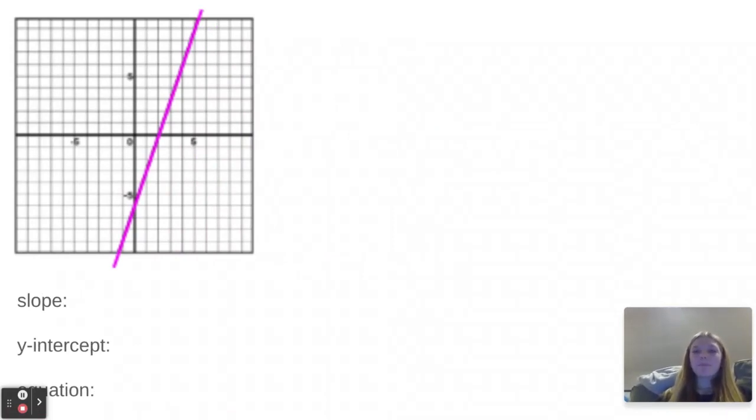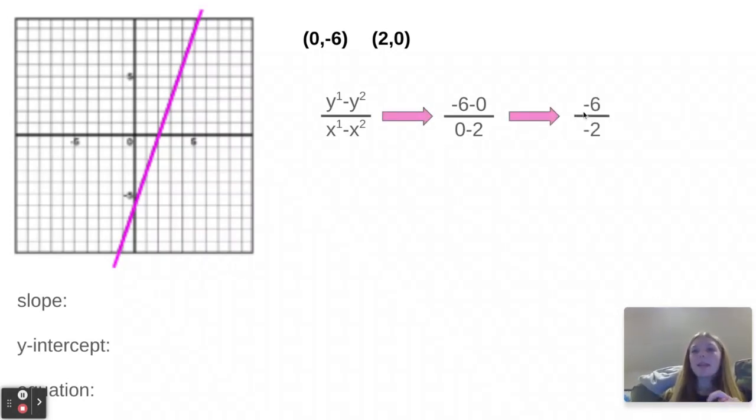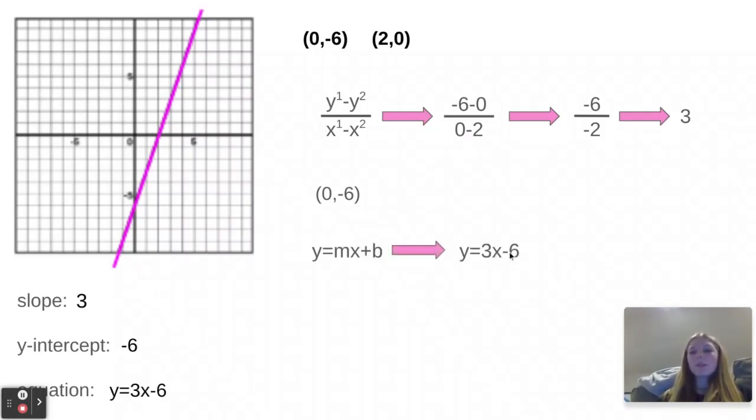Now for the pink line. Find 2 coordinates, so 0, negative 6, and 2, 0. Put into this formula, negative 6 minus 0 over 0 minus 2. We get negative 6 over negative 2, which will simplify to 3. So the slope is 3. Now the y-intercept would be 0, negative 6. And so the equation y equals mx plus b would be y equals 3x minus 6, because that's the slope and that's the y-intercept.